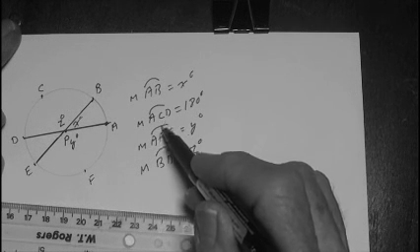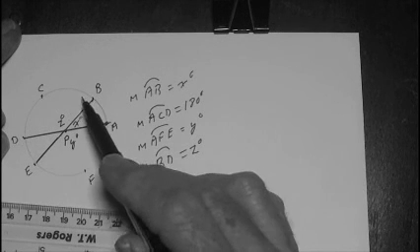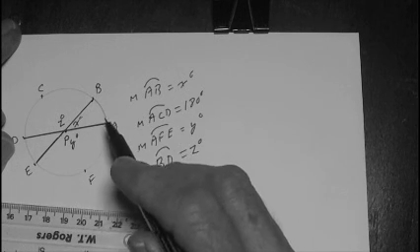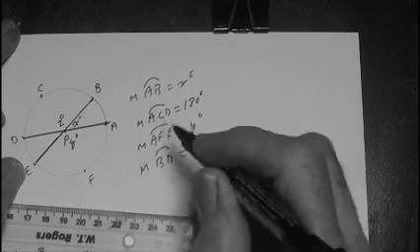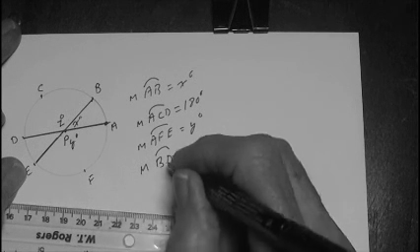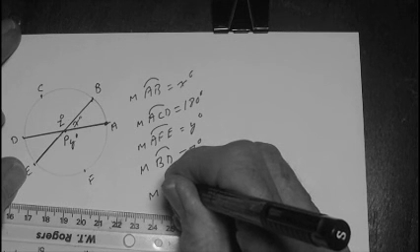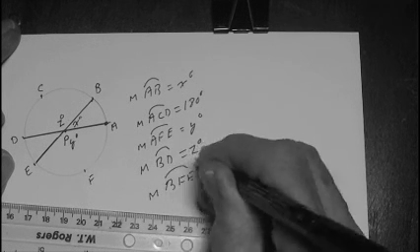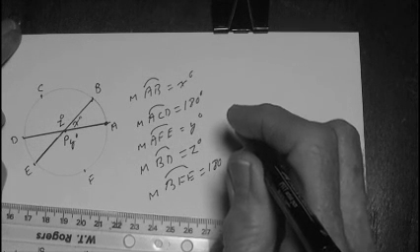We have arc ACD, which is this side, equal to 180, and I have a feeling that arc BFE is also 180. Measure of arc BFE is equal to 180 also. Fascinating.